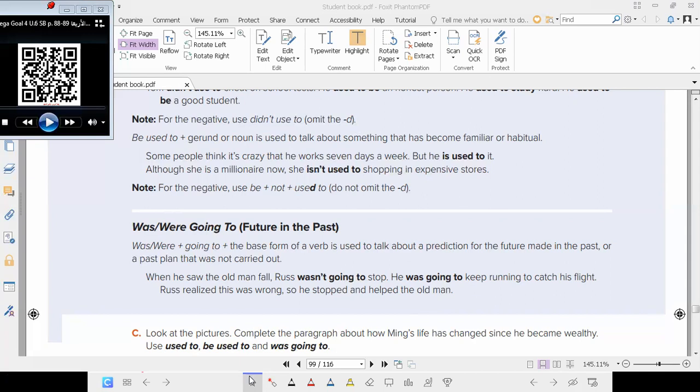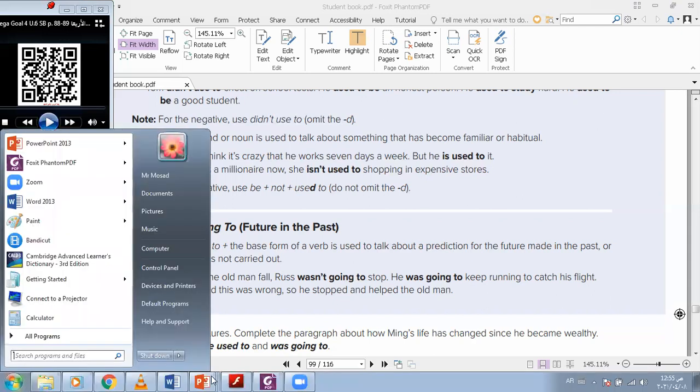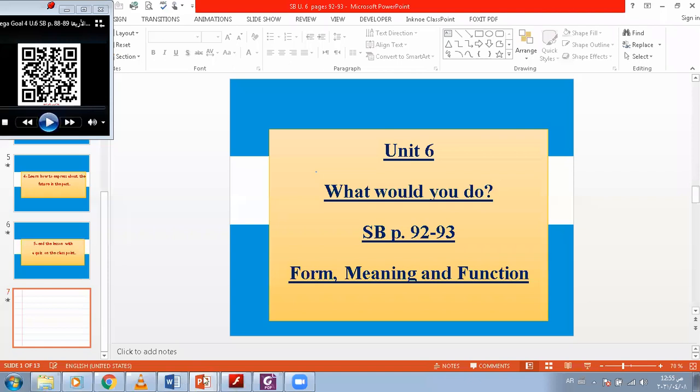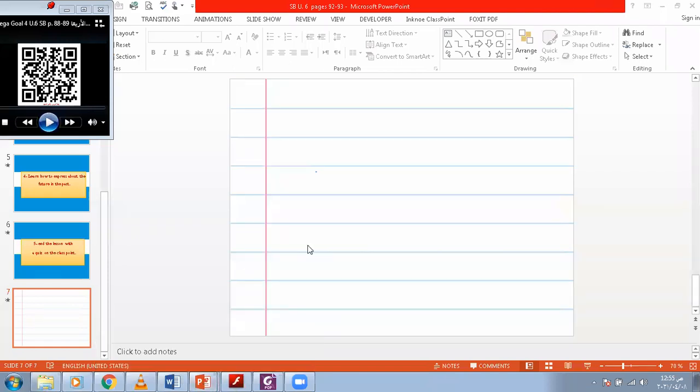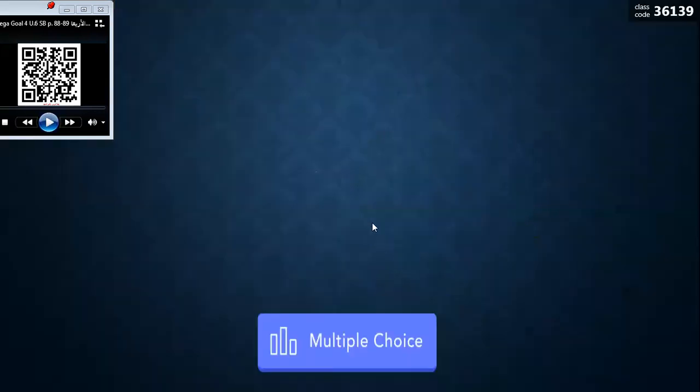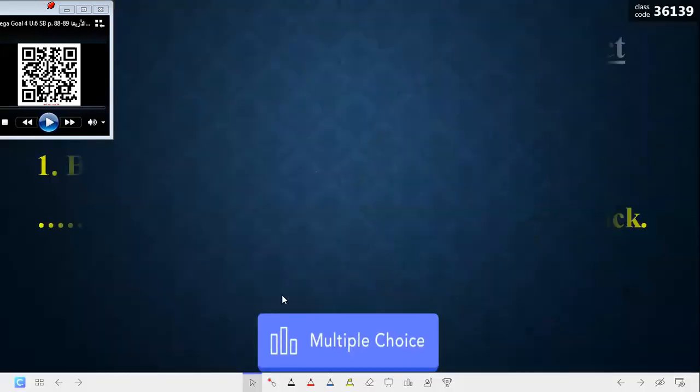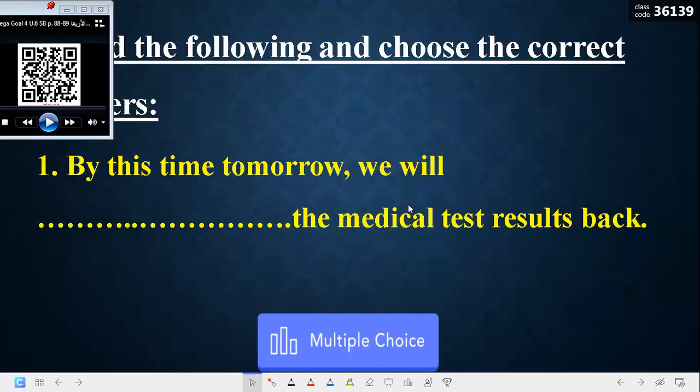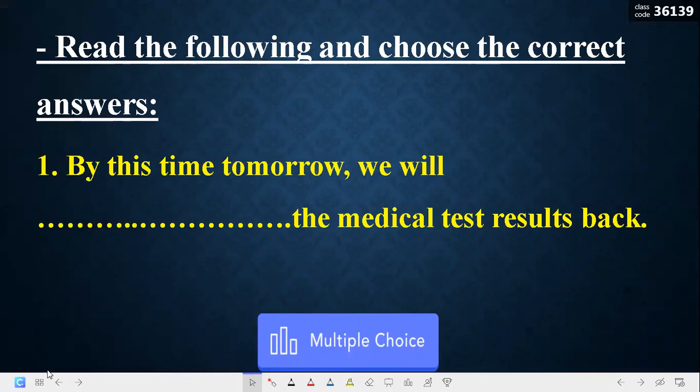Now, I want to go to the last part to end this lesson. The last part is about the class point. I want you to enter the class point quickly because we don't have time. There are three questions I prepared for you. I want you to look at them carefully and give me your answers, okay?